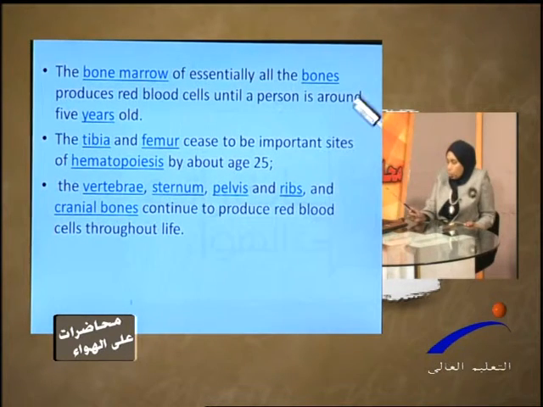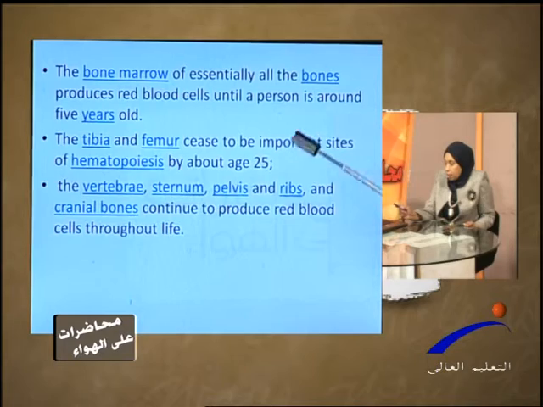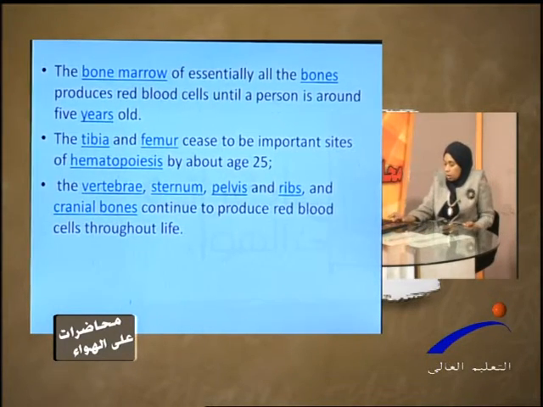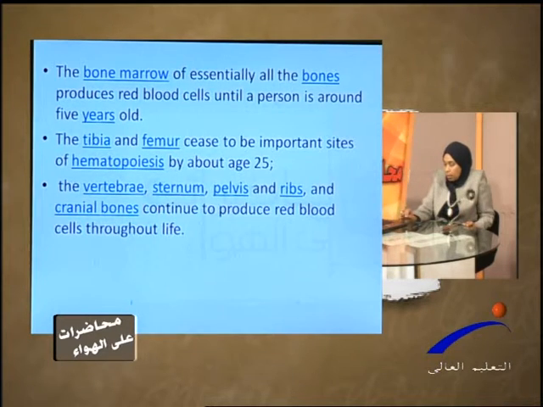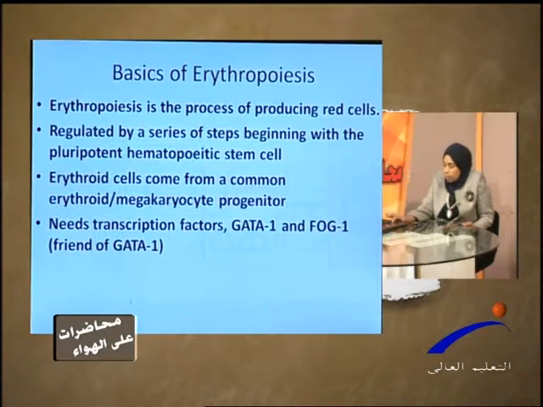So the bone marrow, essentially all the bones, produce the red blood cells until a person is around 5 years old. The tibia and femur are sites of hematopoiesis and erythropoiesis, and the flat bones, the vertebrae, the sternum, pelvis, ribs and cranial bones are the major sites of erythropoiesis.